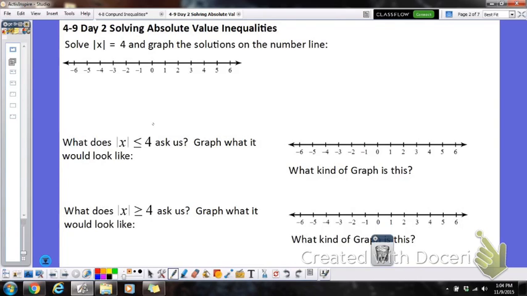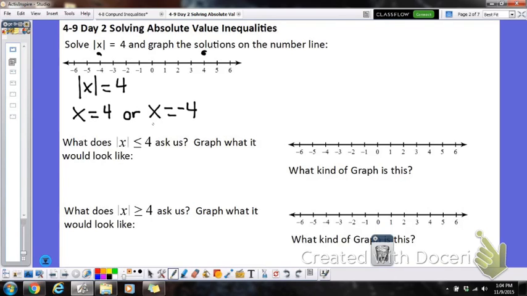So we know that the absolute value of x equal to 4 has two solutions. Because if we take the absolute value of 4, we get 4. So we know that x is equal to 4. Or if we take the absolute value of negative 4, we will get 4, so x is equal to negative 4 is also a solution. And then to graph those on a number line, we just have to put a point at negative 4 and 4.